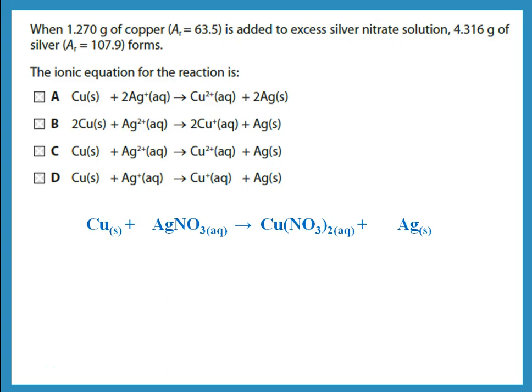But after the arrow, whatever is outside the bracket applies to everything inside the bracket. So how many nitrogens do I have after the arrow? I have 2 nitrogens and 6 oxygens. Can you see that? The 3 under the oxygen applies only to the oxygen, but the 2 outside the bracket applies to everything inside the bracket.